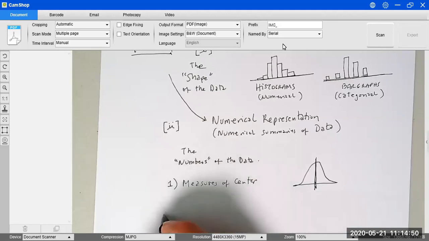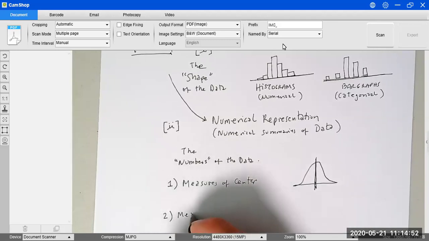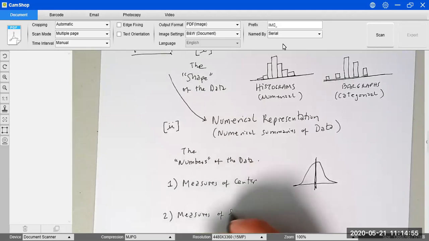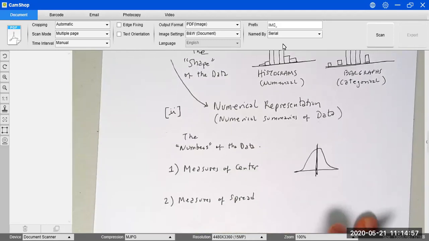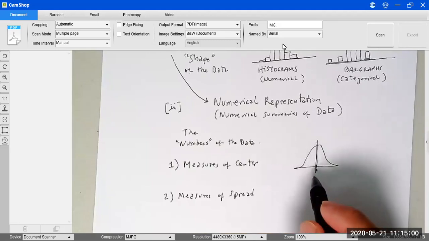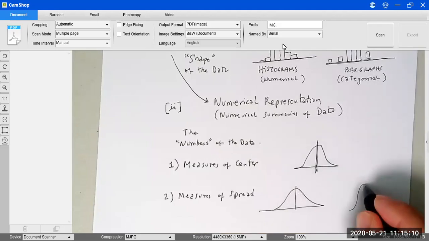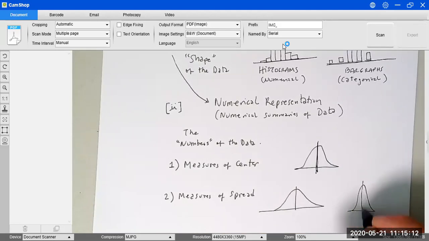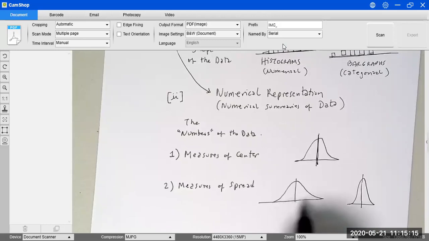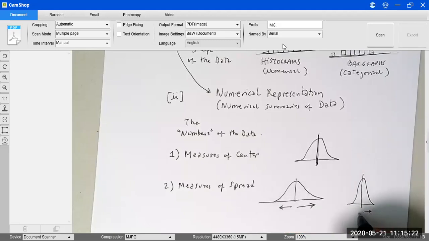There is also another kind of measures. They are measures of spread, and they have to do more with the level of concentration of data around a center. So we have maybe data that is spread out in this way, or data that is a lot more concentrated around the center. So we have more spread in this case than in this case. So there are going to be measures of the spread of data, of dispersion of the data.